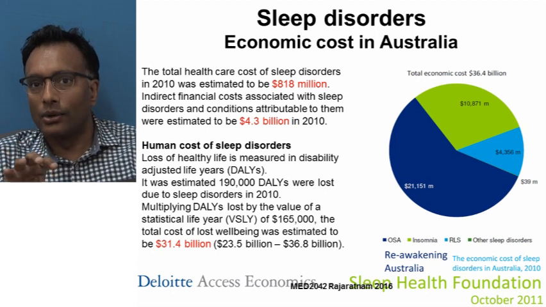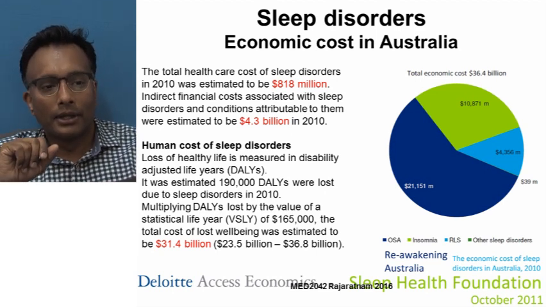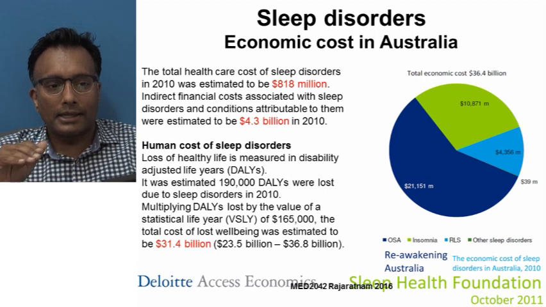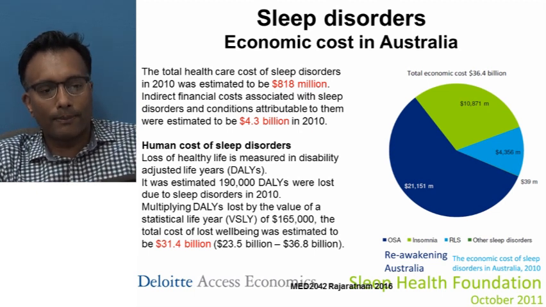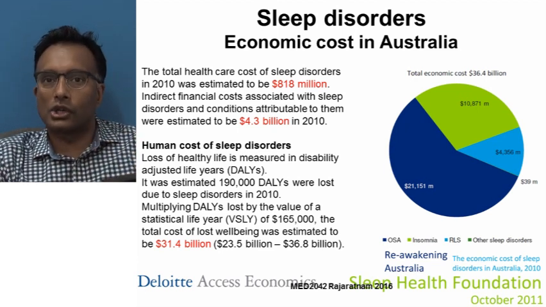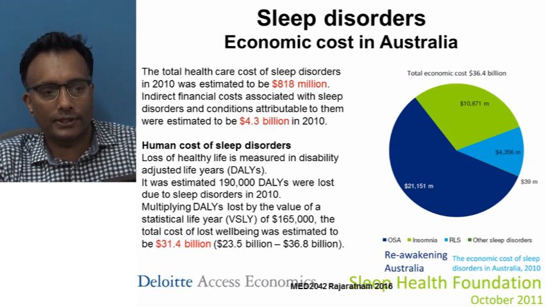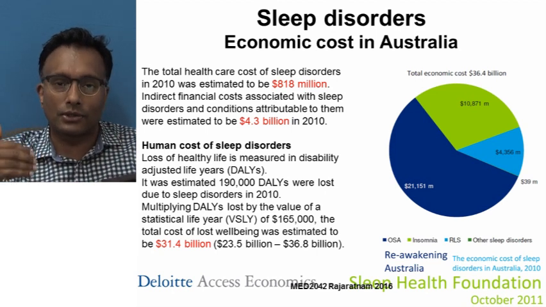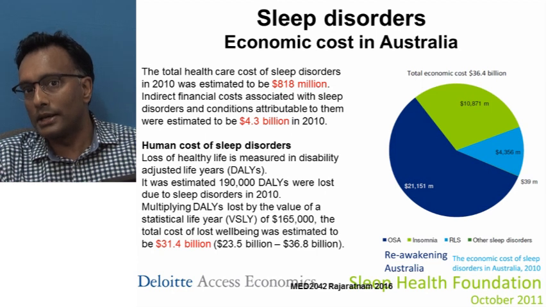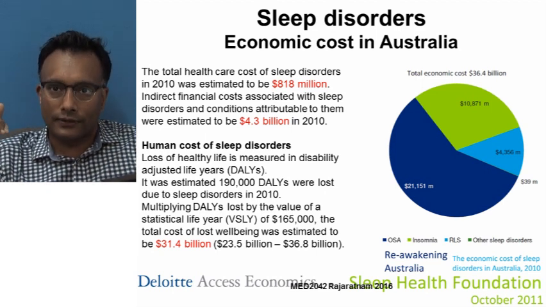So in 2010 alone, we know that sleep disorders cost the Australian economy a substantial amount of money. In healthcare costs, it's $818 million Australian dollars associated with sleep disorders, and $4.3 billion attributable to indirect financial costs. And the way that health economists quantify disease burden is they look at a measure called loss of healthy life or disability adjusted life years. If they use that standard method to see what is the human cost of sleep disorders, it comes to a staggering $31 billion in just 1 year alone. And this is why the government is now investing very heavily in appropriate management of sleep disorders.